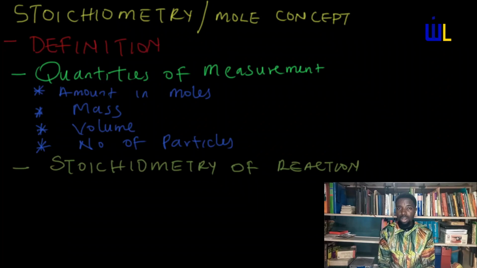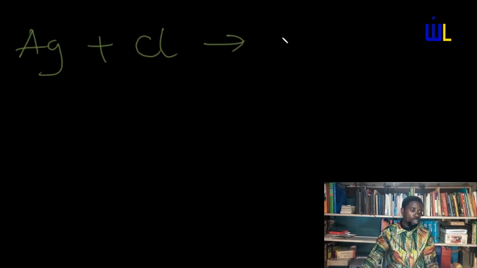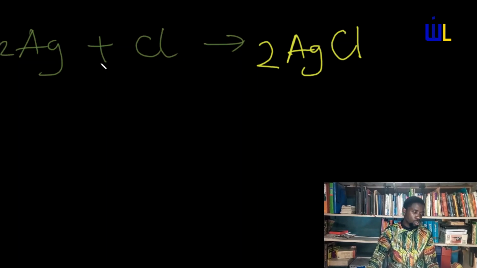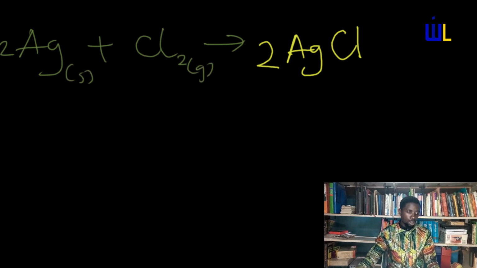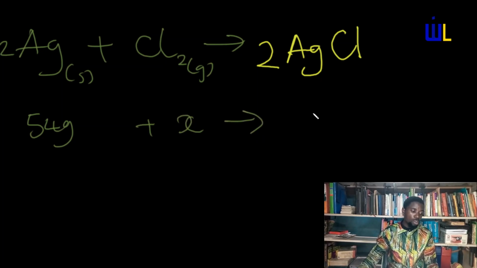So, let's look at things that could help us understand this. Imagine you have a reaction between silver, Ag, and chlorine to give you silver chloride. Let's more or less balance this equation. Sorry, this should be 2 here. Chlorine is a gas, so it exists as a diatomic molecule. Okay, so let's say you have this reaction and you have 54 grams of silver reacting with an unknown mass of chlorine to give you 89 grams of AgCl.